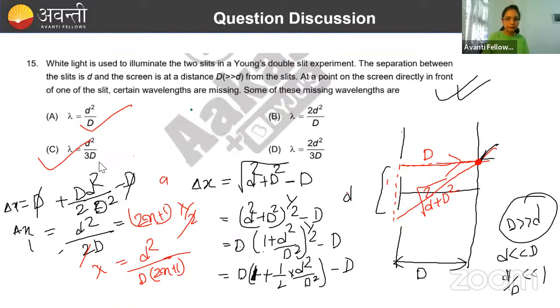Any doubt in this? चलो बता दो, कुछ डाउट है, कुछ प्रॉब्लम है तो.